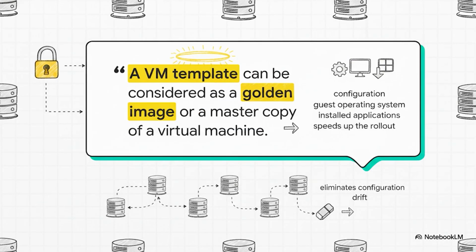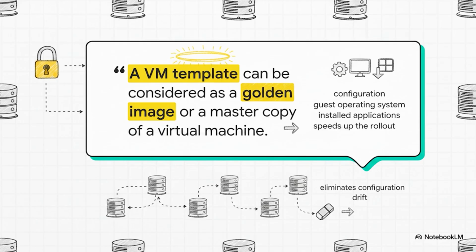The official Prism Central guide frames this perfectly. It says, a VM template can be considered as a golden image or a master copy of a virtual machine. It captures the exact hardware configuration, the guest OS, and any pre-installed applications you might have. Relying on these golden images guarantees absolute consistency across your entire deployment, which completely eliminates configuration drift.